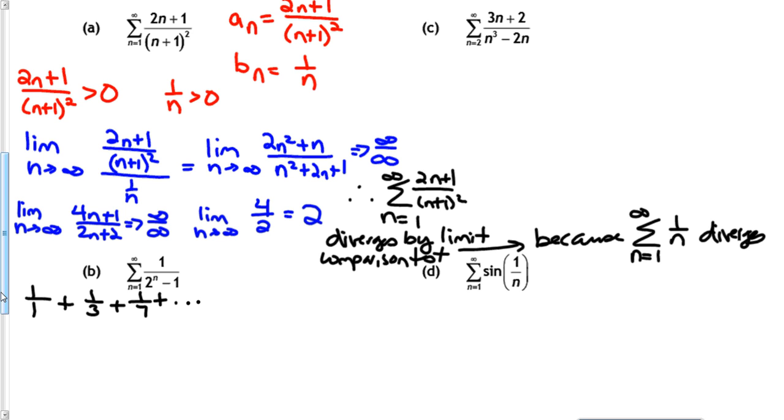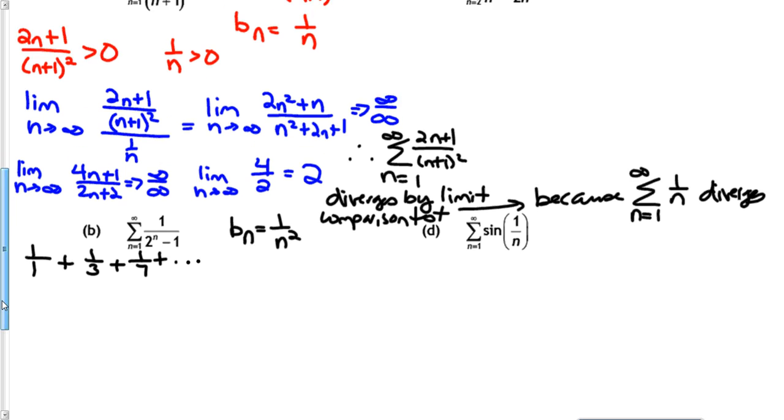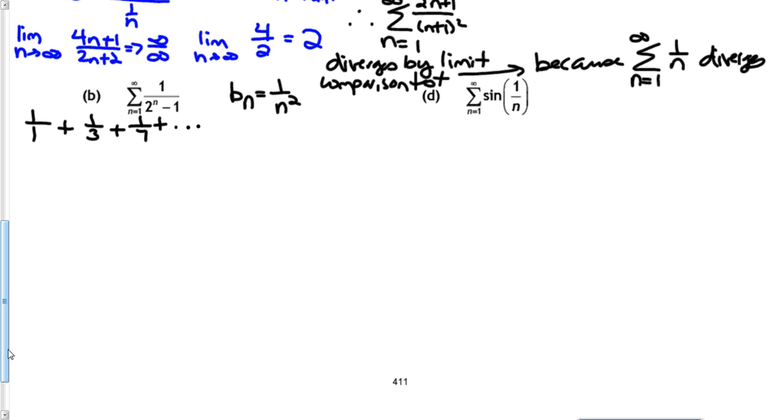So what I'm going to compare this to is b sub n equals 1 over n squared, which I know is a p-series. 2 is greater than 1, which means this thing is going to converge. So let's go ahead and evaluate this limit. Again, I'm looking and asking, do I think it's going to converge, or not, to decide what to compare it to?